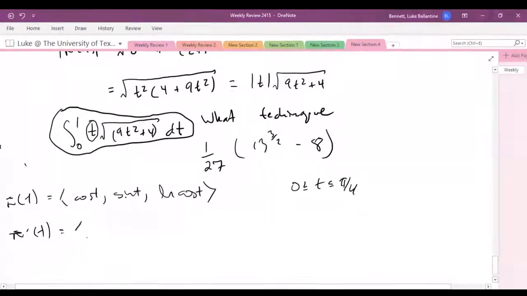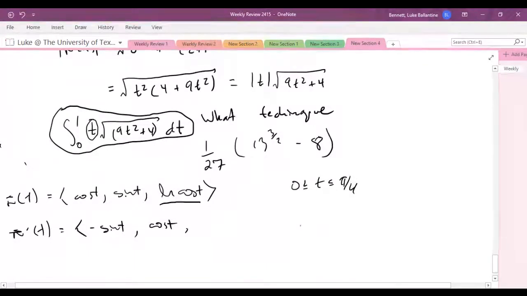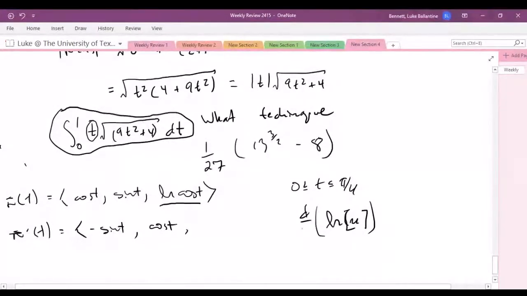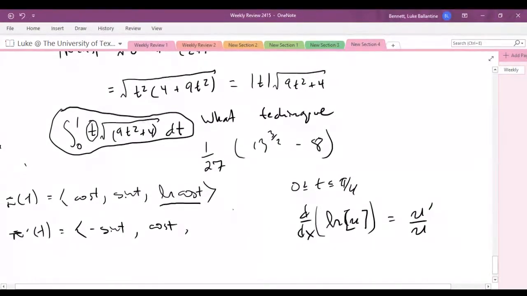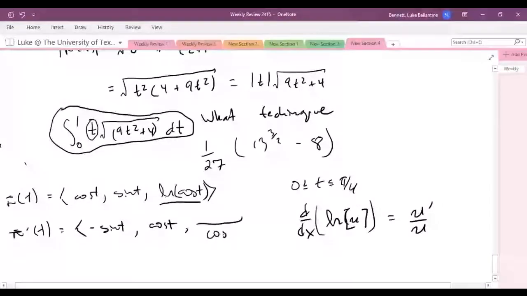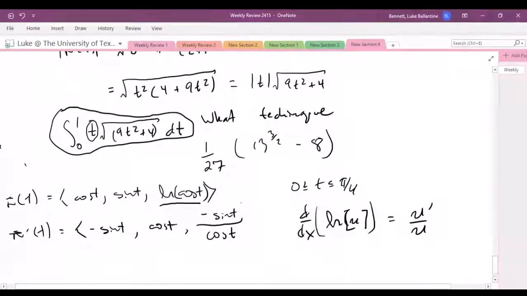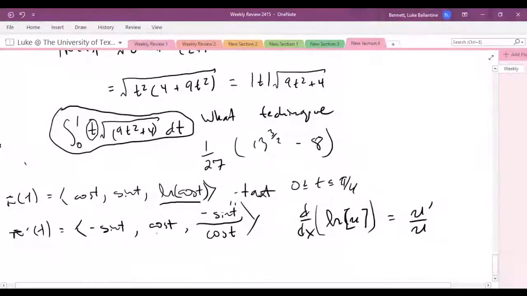So that's going to be negative sine t cosine t. And what's the derivative of ln cosine t? Remember, the derivative of ln of u, if we want to dx this, we get u prime over u. So we get the interior: cosine goes on the bottom, and then the derivative of cosine goes on top. So that's going to be negative sine. Oh, look, that's actually negative tangent. Cool. So we have negative sine t cosine t, negative tangent t as the derivative.